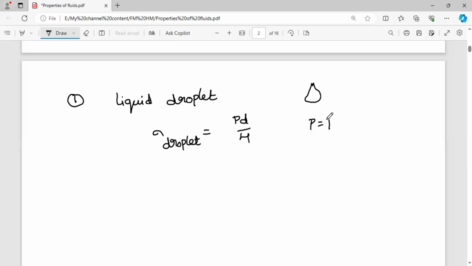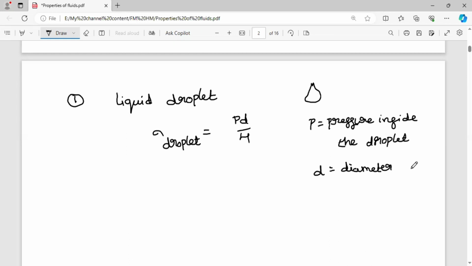P is the pressure intensity, that means the pressure inside the droplet. And D is the diameter of the droplet. Now, from the GATE point of view and ECET also, they may give the diameter. The diameter is given.